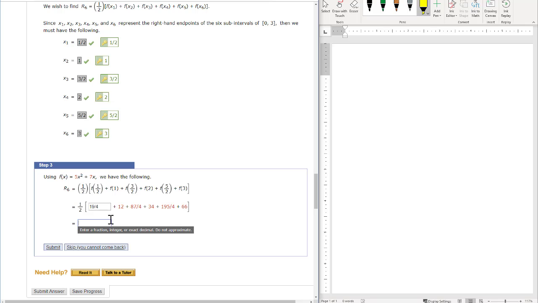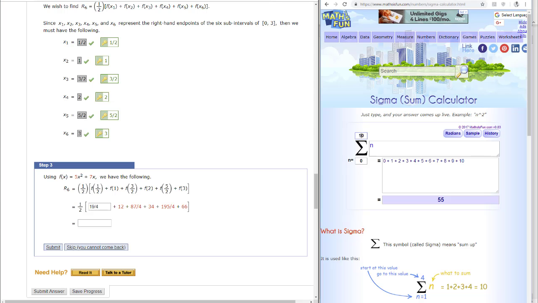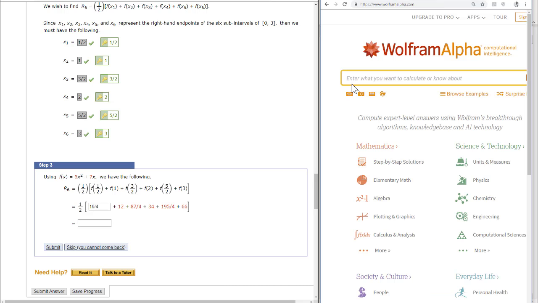And then they want us to do the calculation and add all these up. Let's see how easy that's going to be. Well, let's go ahead and call on Wolfram Alpha to do our computation for us.